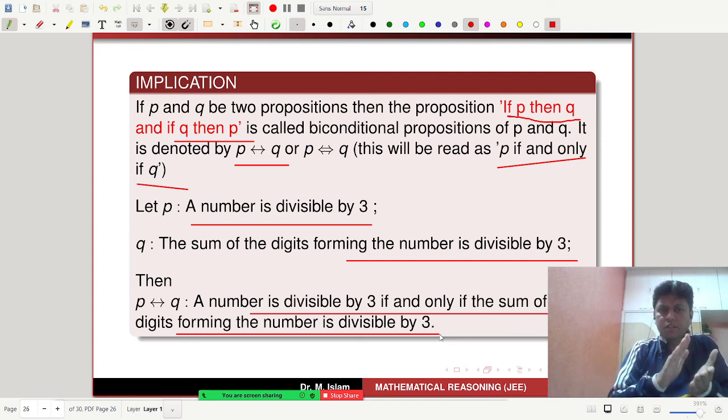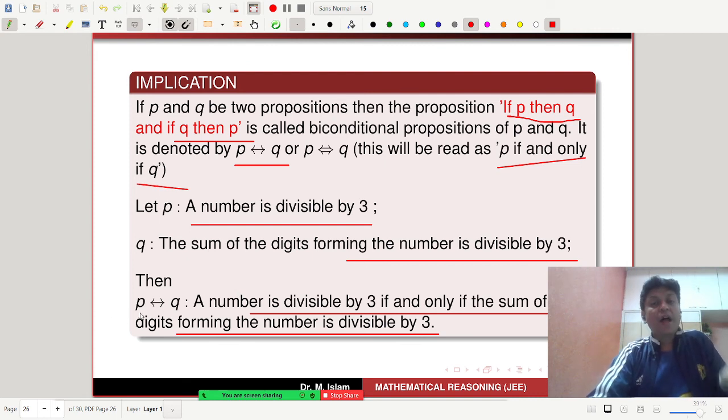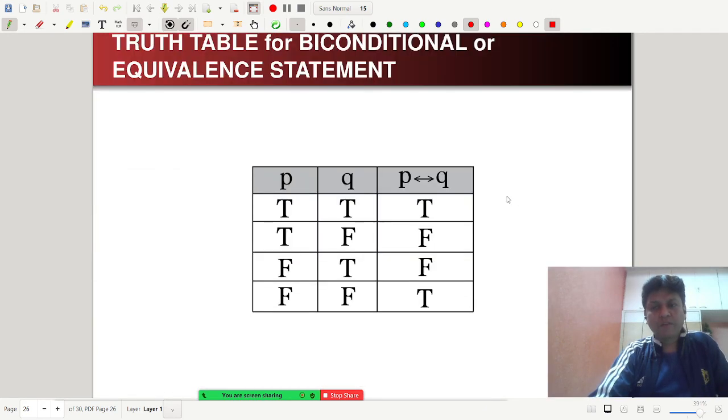And the converse is Q implies P. How will you write it? If the sum of the digits is divisible by 3, then the number is divisible by 3. So that is why this is called biconditional implication. P implies Q and Q implies P, and it is read as P if and only if Q. So let us have the truth table for that.